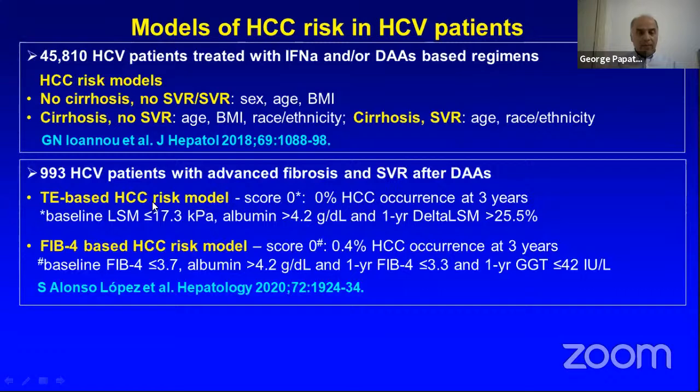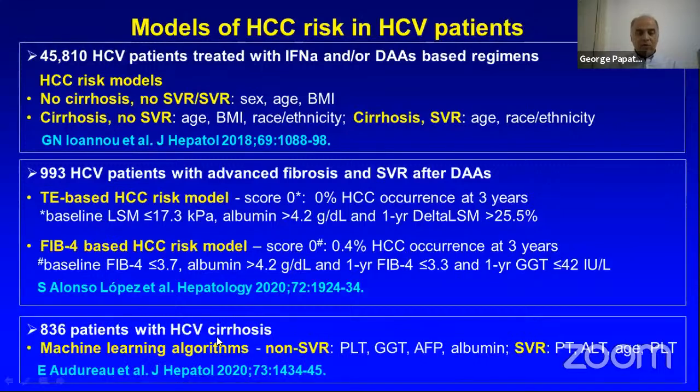Then, very recently, we had a score specifically designed for patients with advanced fibrosis or cirrhosis and SVR after DAAs. And here we have two different scores in that study, one based on transient elastography and one based on FIB4. And they all offered groups of patients with score 0 who had no or very, very low HCC incidence.